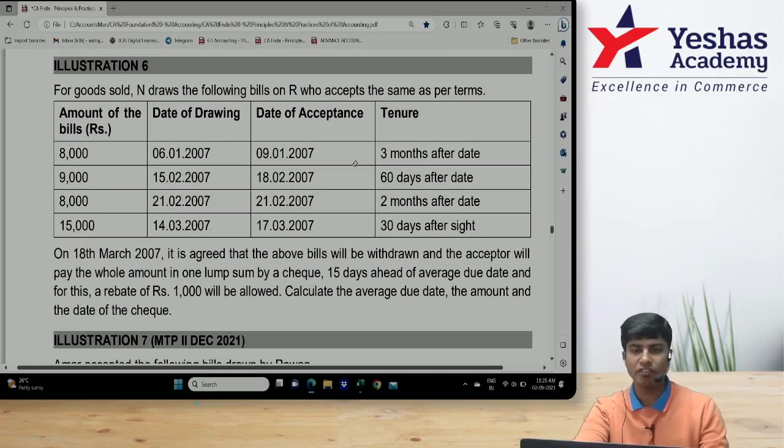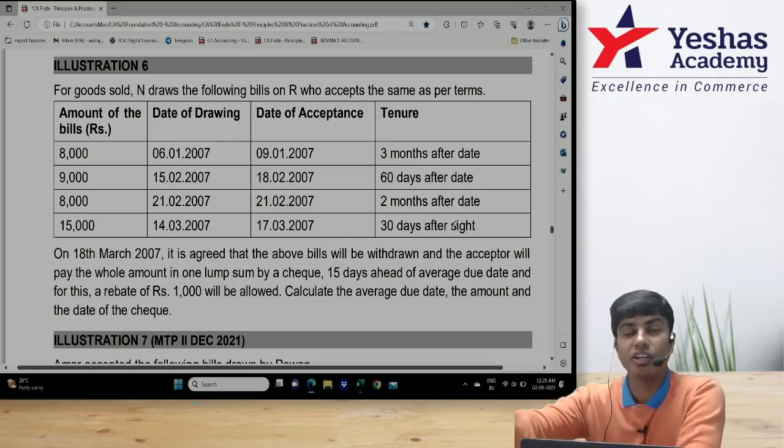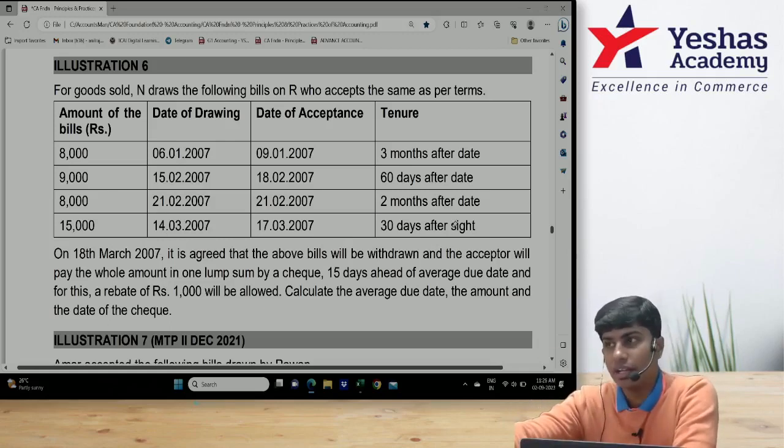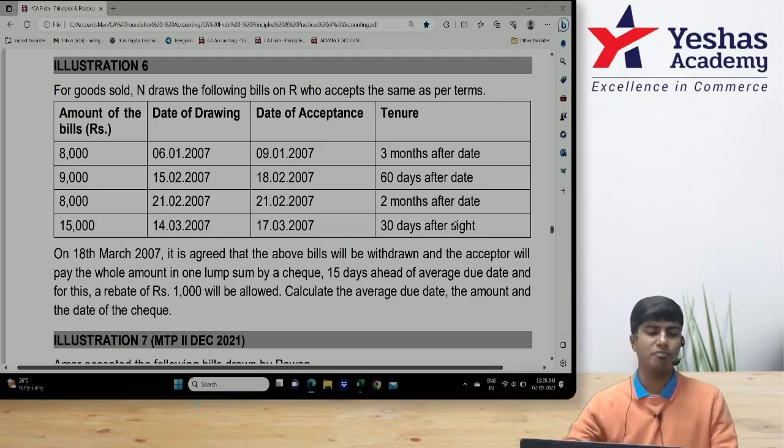Date of drawing, date of acceptance, and tenure. Some bills are after date, some bills are after sight. If it is bill after date, bill date is date of drawing. If it is bill after sight, bill date is date of acceptance. Bill period is counted from bill date. Sometimes that bill date is date of drawing, sometimes it is date of acceptance, depends upon the type of bill.